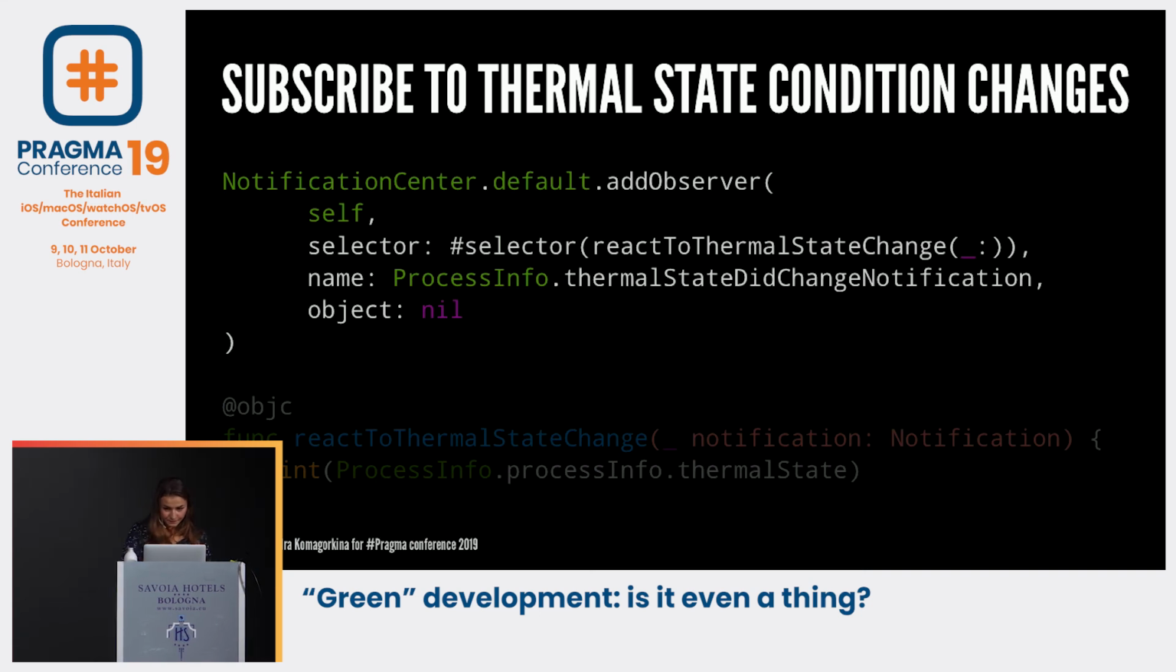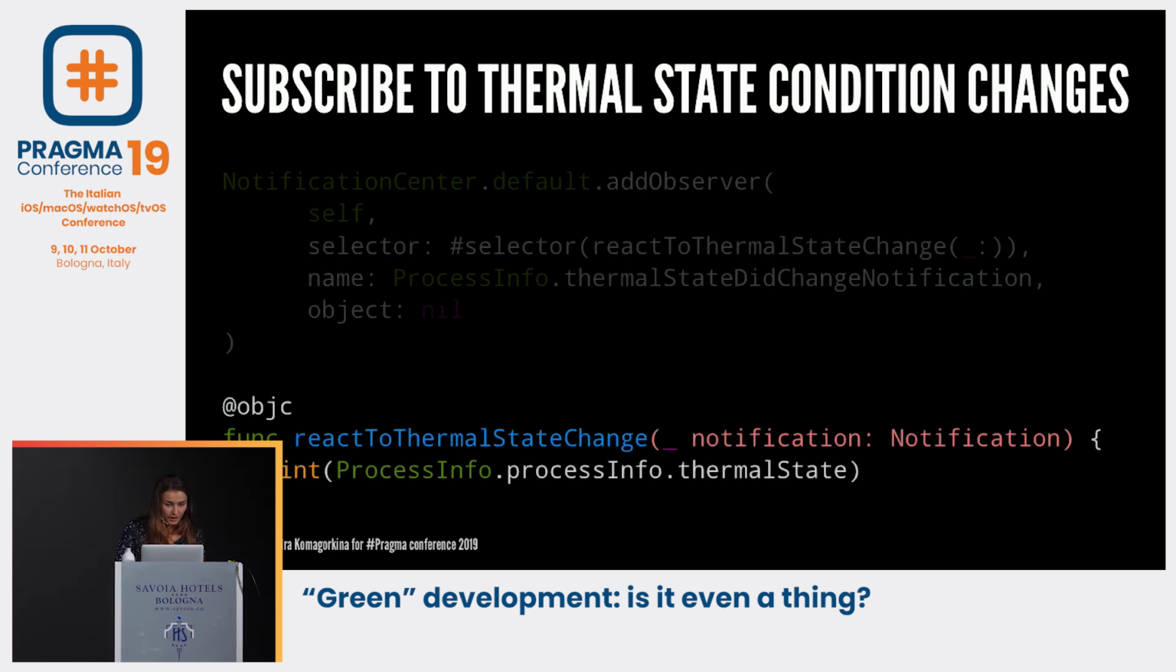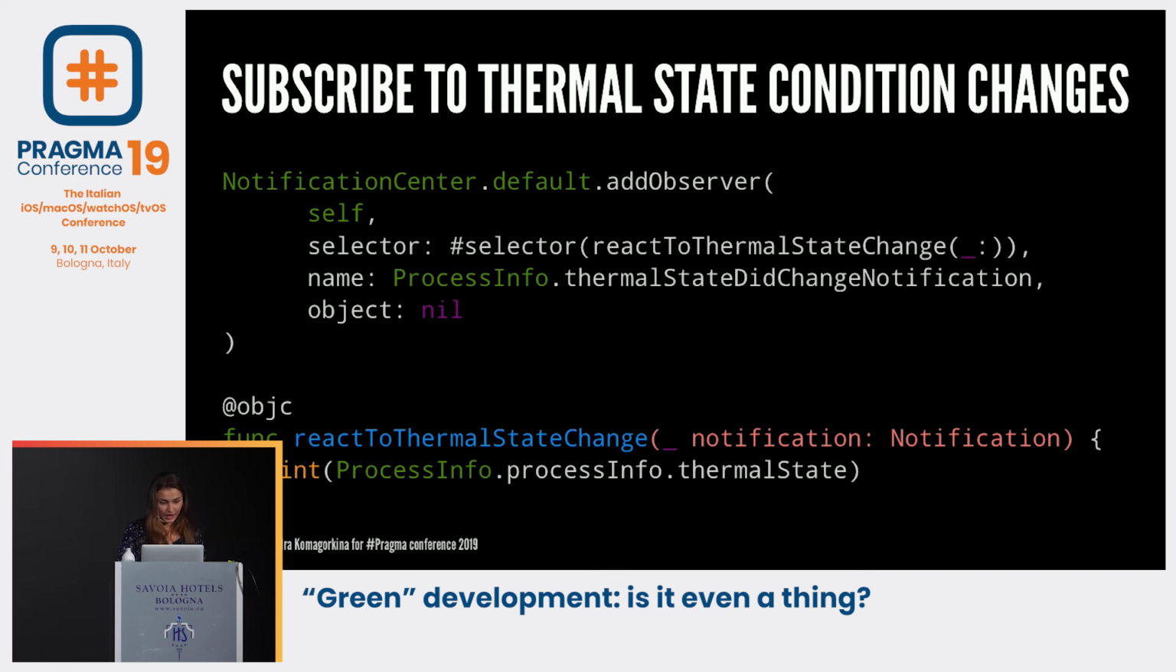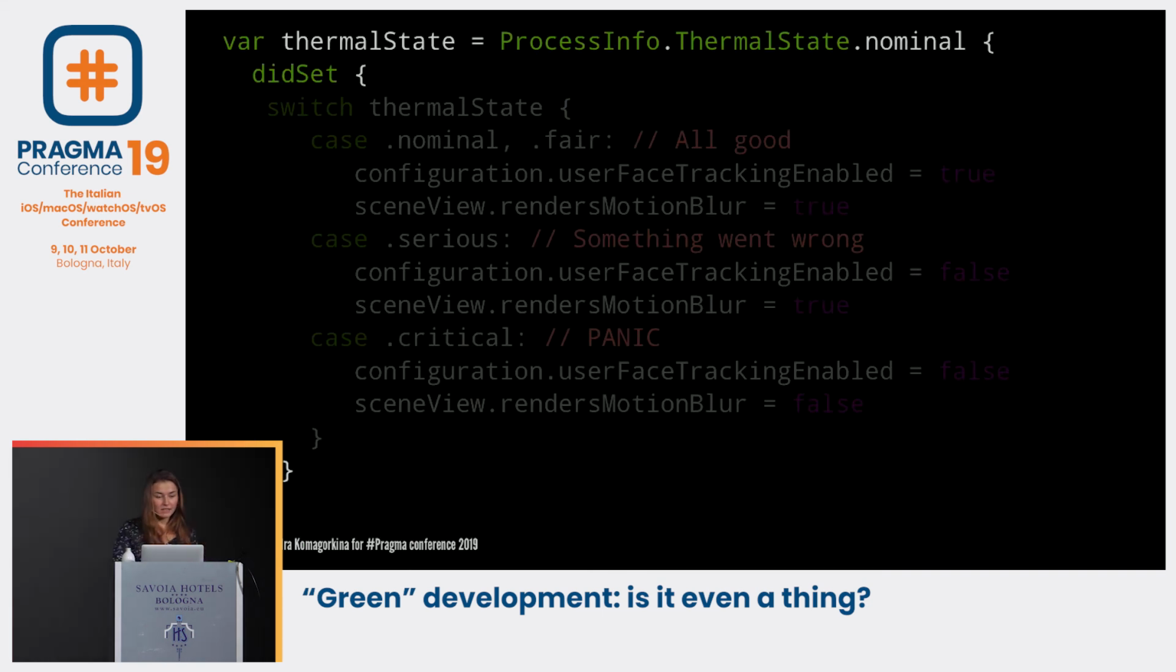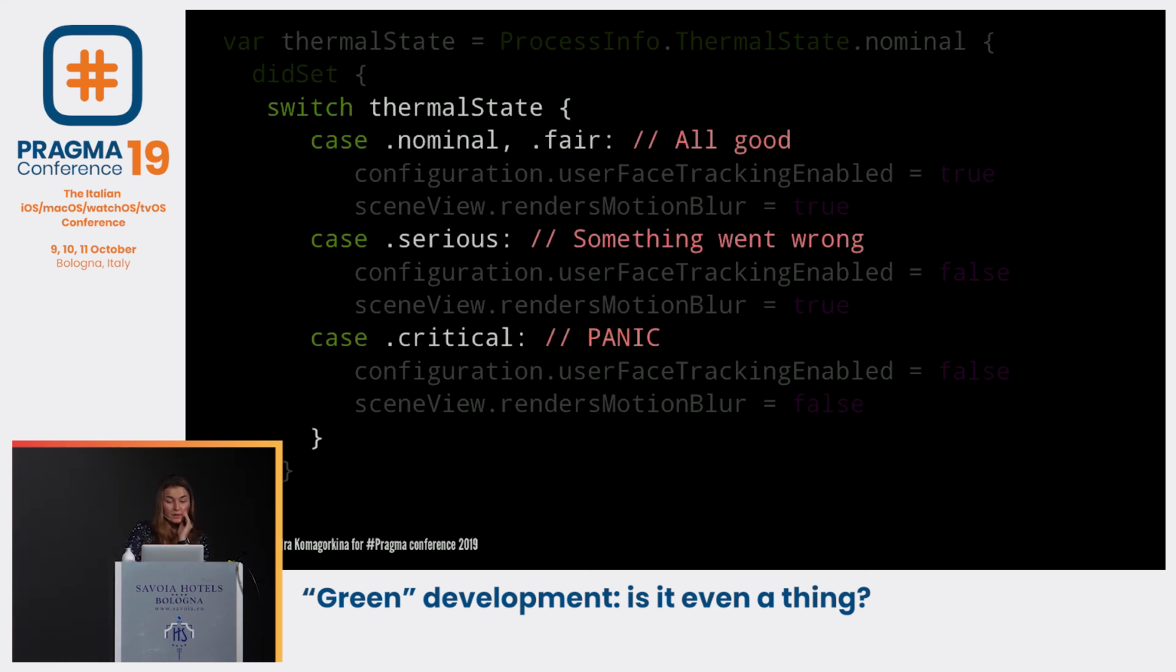So we create an observer and some function. Let's just react to thermal state change. And now we use the ProcessInfo thermal state cases to react to thermal state changes. So we have these different cases. Nominal is all good, serious is something went wrong, and critical is panic. So what you can do, just like how it should look.